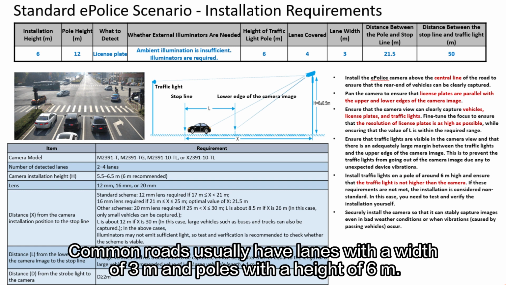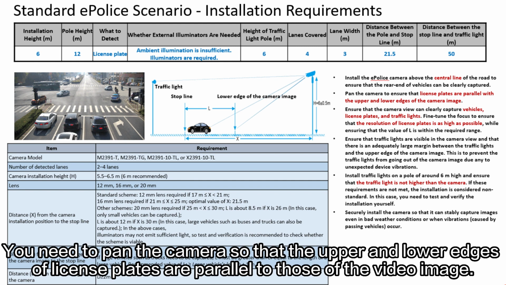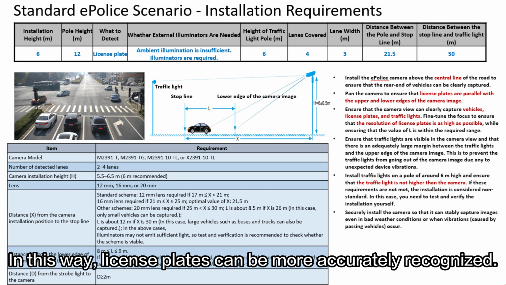Common roads usually have lanes with a width of 3 m and poles with a height of 6 m. ePolice cameras must be installed above the middle line of all lanes for detection. You need to pan the cameras so that the upper and lower edges of license plates are parallel to those of the video image. In this way, license plates can be more accurately recognized.